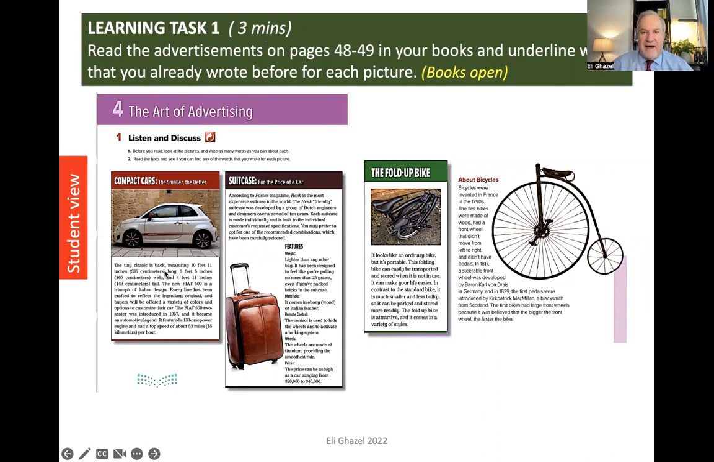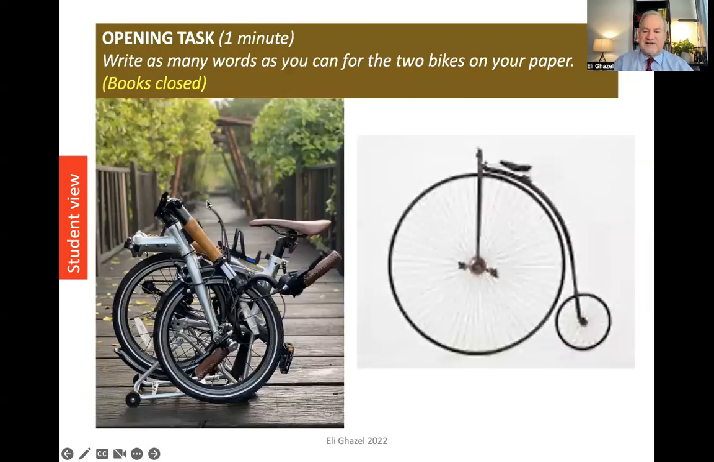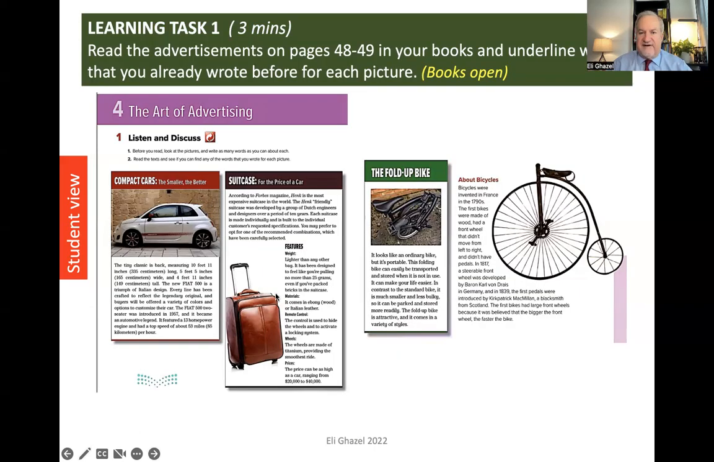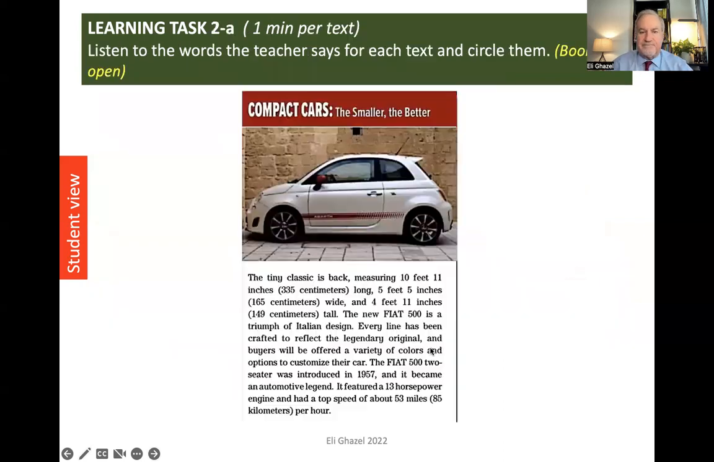Remember, remind them that you are not reading from start to finish. You are only glancing at it to see if you find any words at all that you have written before. That's why we did not give feedback here when we did this, but if you want to give some feedback, that's fine. So the students might underline bicycles, they might underline small, etc.